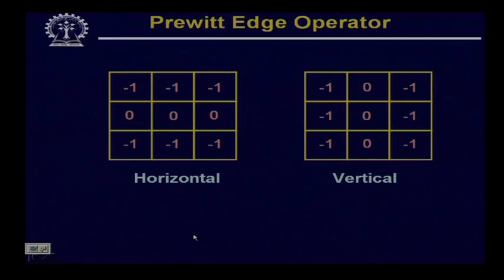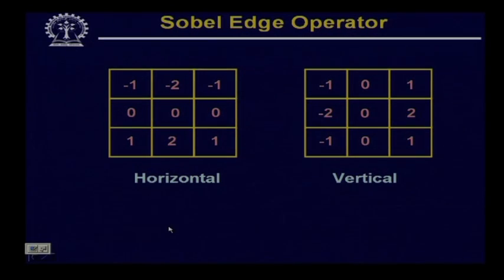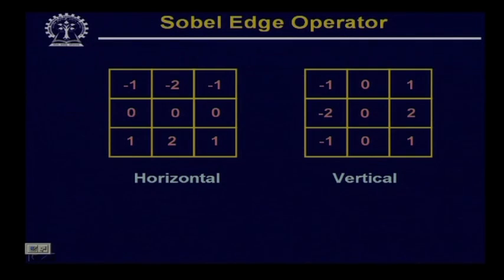The second mask, which is also a first derivative mask, is called the Sobel operator. Here again we have two different masks. One mask is responsible for computing horizontal edges, the other for computing vertical edges. If you compare the Prewitt edge operator and the Sobel edge operator, you find that the Sobel edge operator gives an averaging effect over the image.